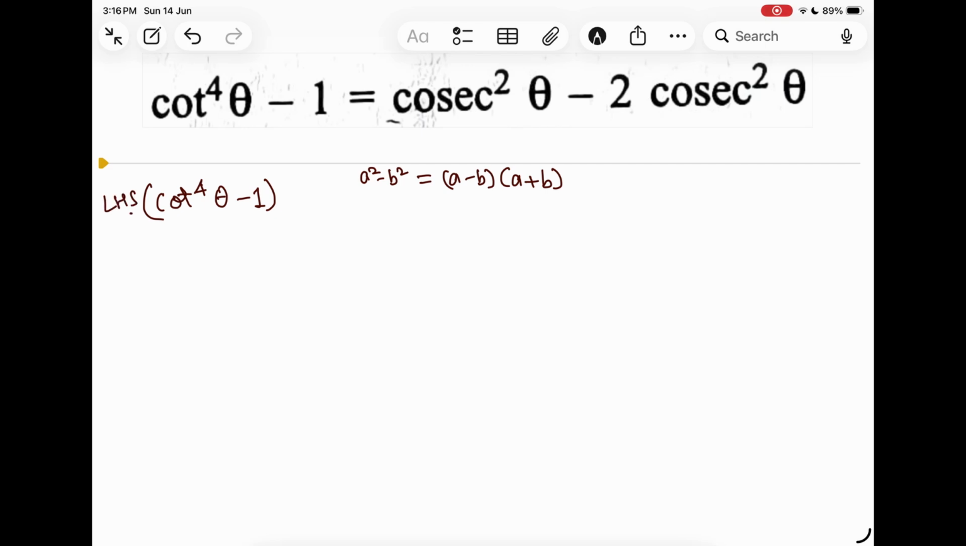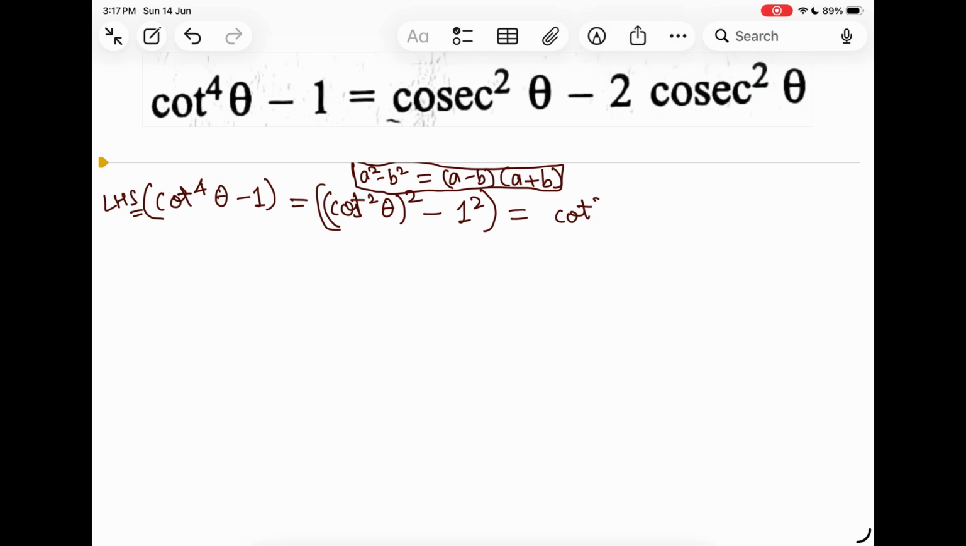All right. So here we have cot to the power 4 theta, which can be written as cot square theta whole square minus 1, right? When 1 can be written as 1 square. Similarly, by using the above formula, we can write this whole term, assuming cot square theta as A and assuming 1 as B, as cot square theta minus 1 multiplied with cot square theta plus 1, right? This is the formula that I'm talking about, which I have made a square, or you might say highlighted around.